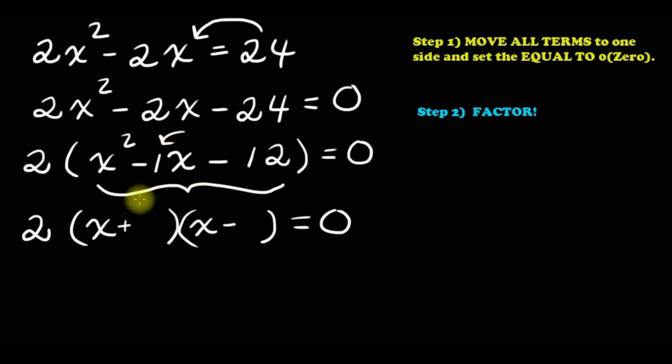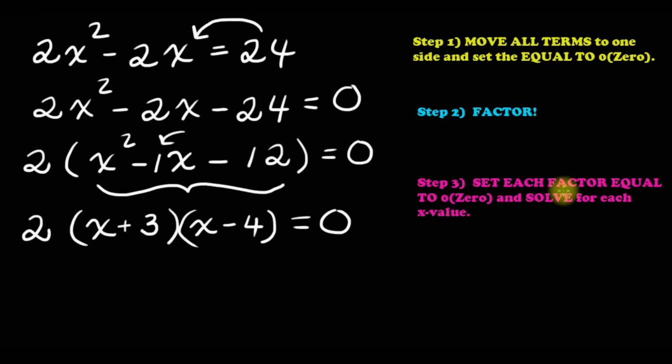Can you think of those two numbers? Well, if you thought of positive 3 and negative 4, you are correct, because positive 3 times negative 4 is negative 12, and then positive 3 plus negative 4 is negative 1. So those two numbers worked out. So these are your three factors. So we're able to factor this. And that is step 2.